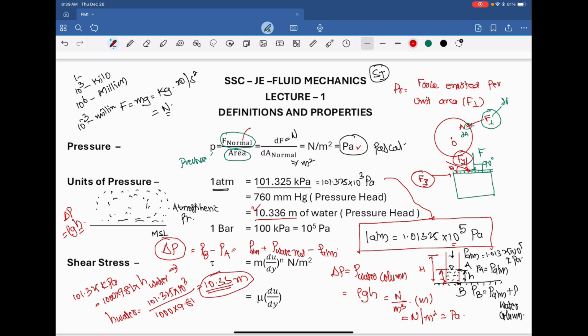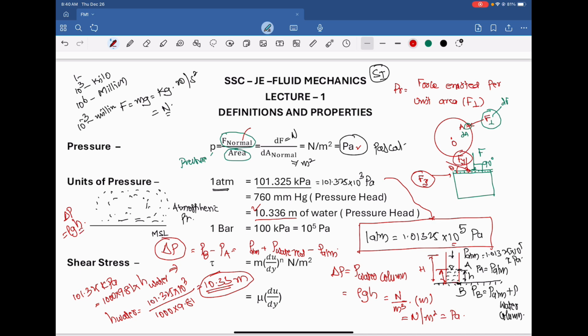Because water columns will be very high. For 1 atmospheric pressure itself, we require 10 meters height of water column. 10 meters is approximately 30 feet, more than 30 feet. It is more than a 3-story building height. Such a water column we would have to construct for finding the 1 atmospheric pressure.